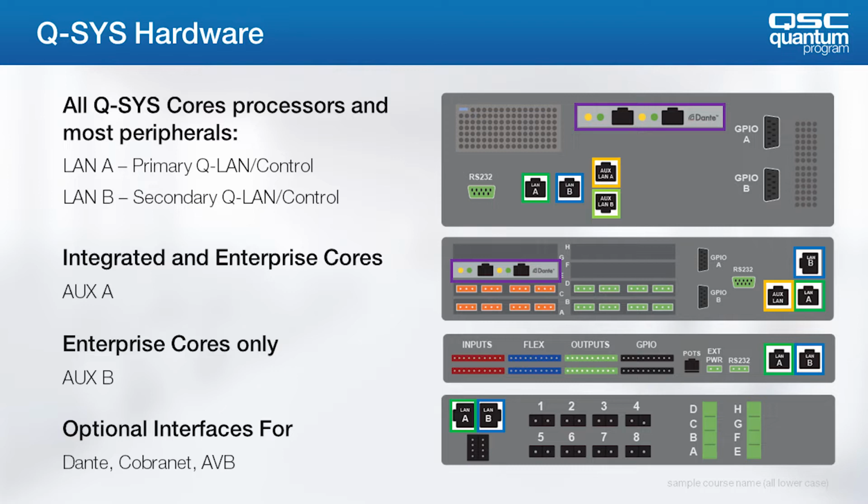Integrated and enterprise cores, such as the 510i and Core 5200, have an aux-A connection that supports control functionality and some audio protocols. The current Core 5200 and legacy enterprise cores have one more, an aux-B connection that is like aux-A. There are also Q-SYS plug-in cards that can facilitate other functionality. They provide dedicated network interfaces for Dante, CobraNet, and AVB.